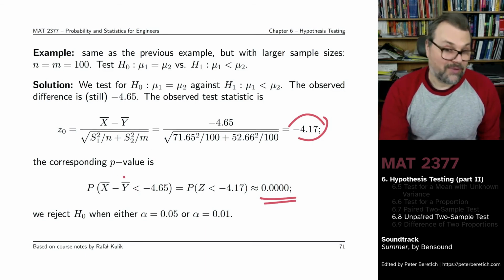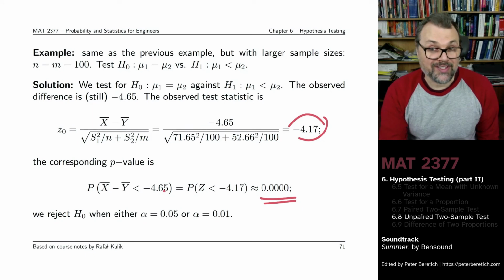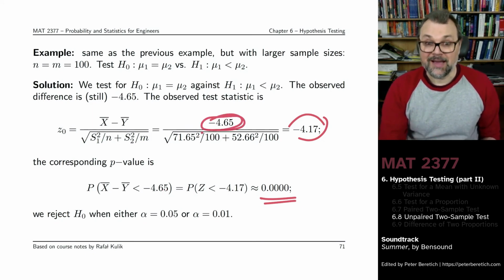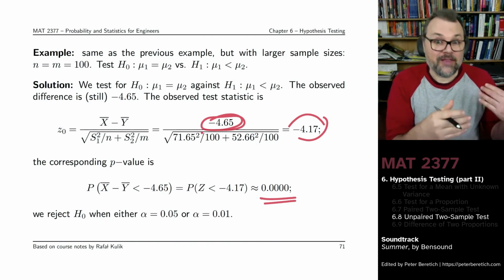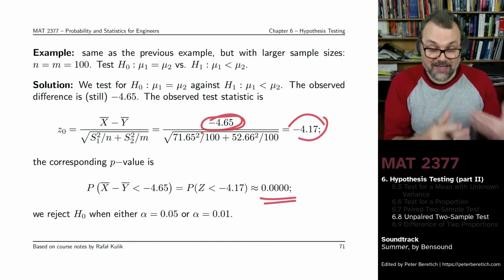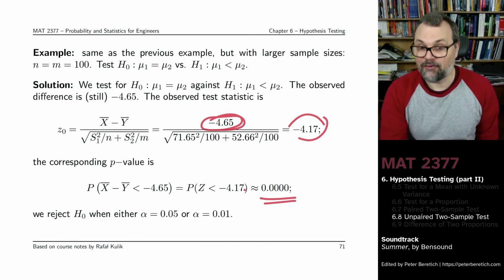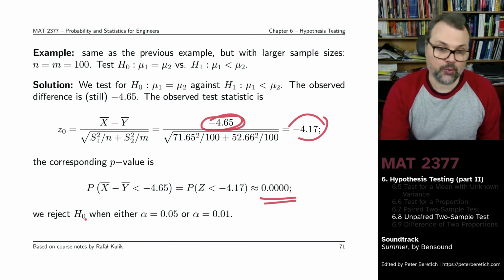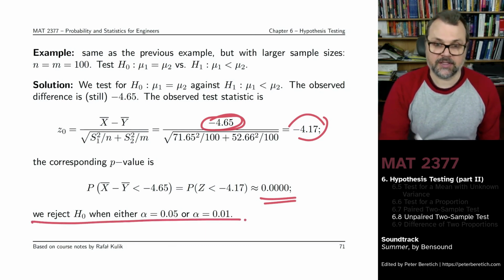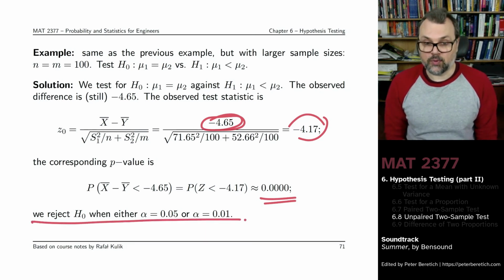So the probability that the difference would be minus 4.65 or less, what you've observed as a difference, by chance, because this is what would be happening if there isn't an actual effect, is basically nothing, 0. You're about 4 standard deviations away from the mean in the standard normal. That's just not going to happen. Here you would reject the null hypothesis. At either the 5%, 1%, even at the 0.1% level, you would reject it.